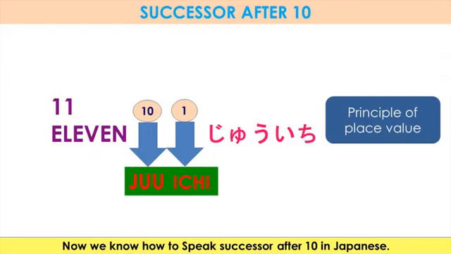And according to the principle of place value, I think you all must know what place value is in mathematics. We are learning it from very small classes. The place value of one is 1, and the other one has place value of 10. At the 10's place we have 1, and at the 1's place also we have 1, as we have the number 11. So that will be Ju Ichi. You will get a clearer picture about this in my coming lecture.